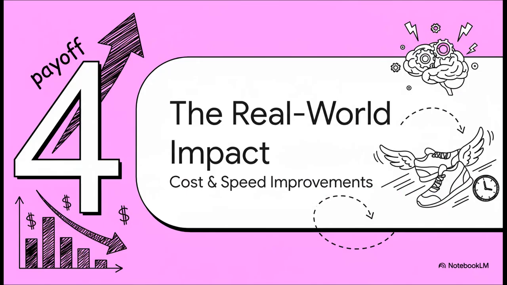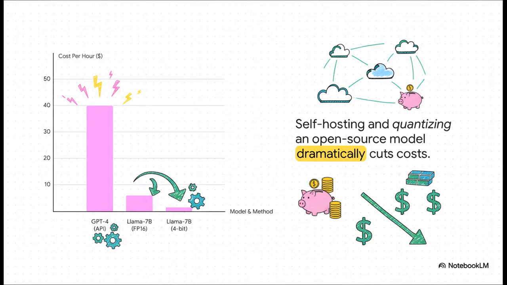Okay, so that's enough theory. Let's talk about what really matters, the payoff. What does all this actually mean for your wallet and for your app speed in the real world? All right, this is where it gets really exciting. Remember that $40 an hour for a big API? Well, if you host your own open source model like Llama 7B, that cost drops to about $6. But look what happens when you quantize it down to 4 bits. The cost absolutely plummets to just $1.50. I mean, that's just a massive, massive difference.